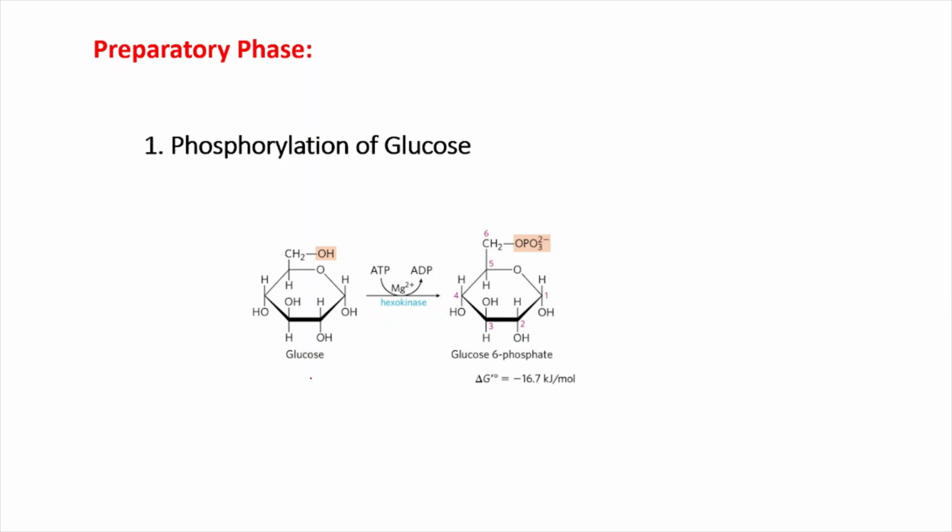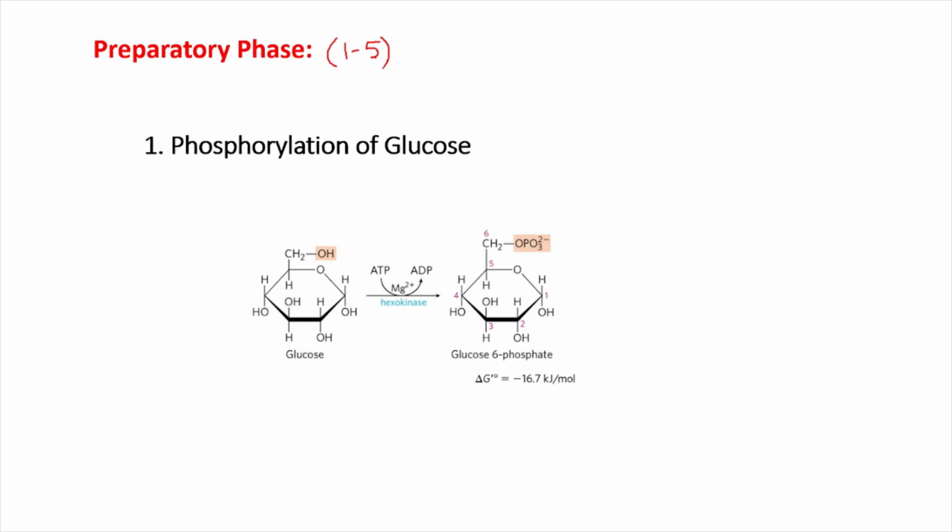So today we are going to discuss the steps in glycolysis. Basically, all the steps in glycolysis can be divided into two major phases. Number one, the preparatory phase, and later on we will see the payoff phase. Steps number 1 to 5 come under the preparatory phase, and steps number 6 to 10 come under the payoff phase. Now, why do steps 1 to 5 come under the preparatory phase?